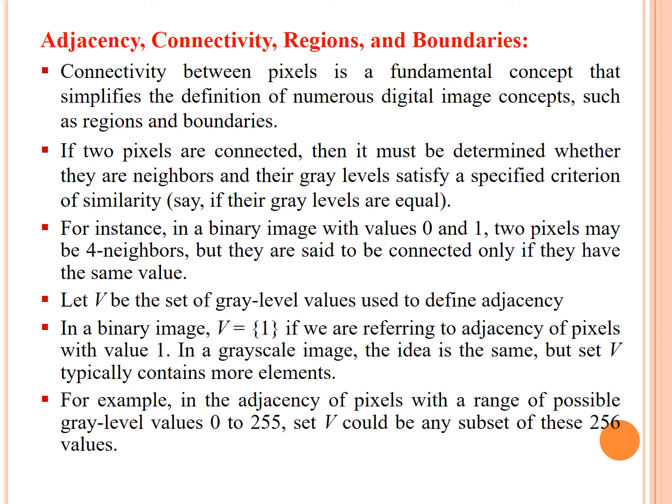Let V be a set of gray level values used to define adjacency. In a binary image, V is equal to {1} if we are referring to adjacency of pixels with value 1. In a grayscale image, the idea is the same, but V typically contains more elements. For example, with the range of possible gray level values 0 to 255, set V could be any subset of these 256 values.